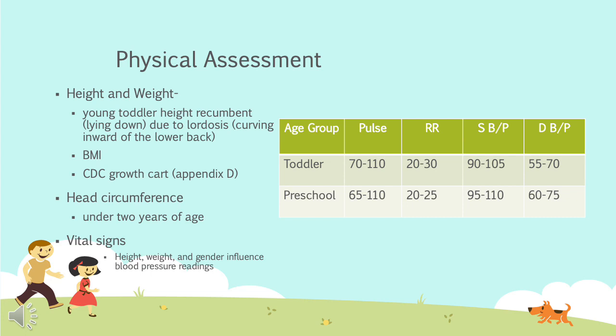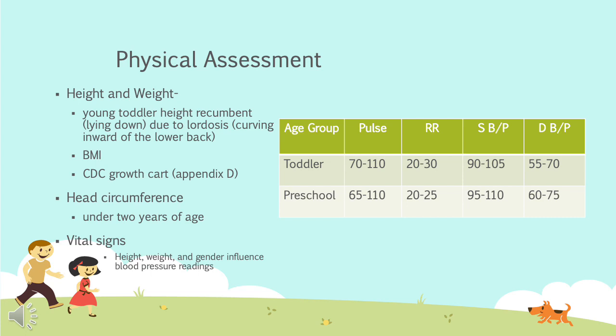Head circumference is also measured for anyone under the age of 2, and this gives us information about bone growth and also developmental growth. Vital signs are obtained, and vital signs have different parameters than adults do. So you'll see the chart here. I took it from your textbook. You'll see that the pulse, respiratory rate, and systolic and diastolic blood pressures vary. You don't need to know the exact amount, but you do need to have a pretty good understanding of it and understand that smaller people have smaller blood pressures and higher pulse.